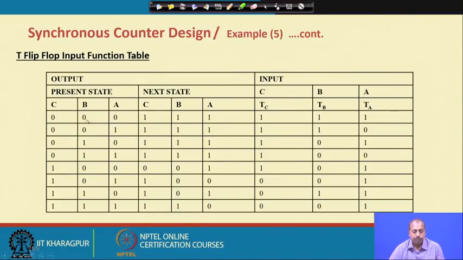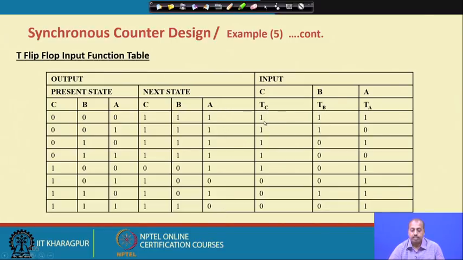Now, if you go back and look into our counter specification, then for 0 0 0 it has to go to 1 1 1. So, TC, TB and TA, all the inputs should be equal to 1. Similarly, from 0 0 1 also we want to go to 1 1 1. Now, in this case you see that A should not transit. So, TA should be equal to 0, TC and TB should be equal to 1. So, it should go like this, fine.